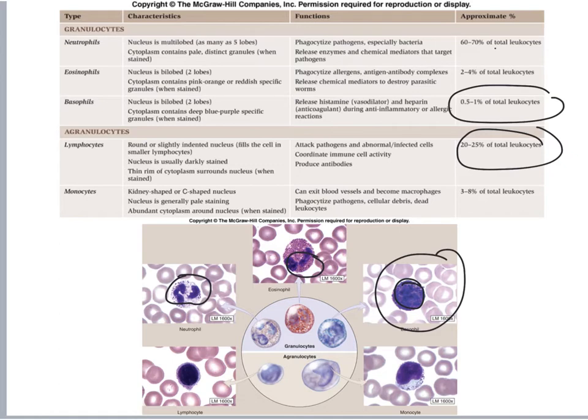Monocytes are about 3 to 8% of our total white blood cells. And while the lymphocyte has a perfectly spherical nucleus, look at the monocyte with its kidney-shaped one. It looks very cute, like a little C or a kidney-shaped nucleus.